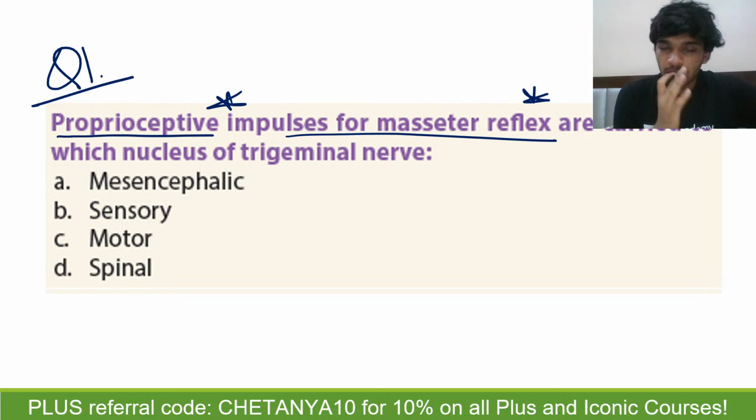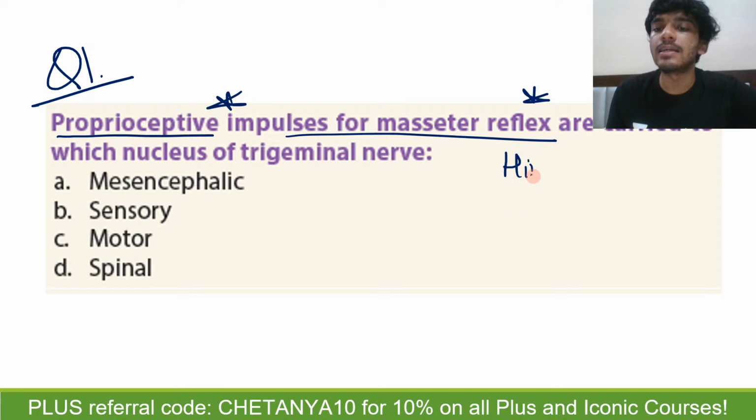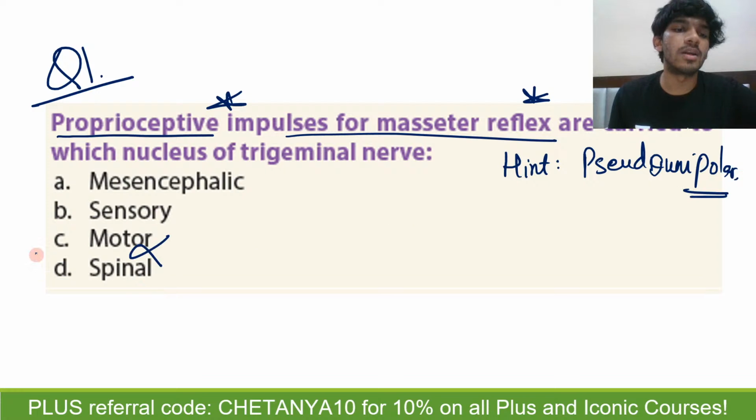Question number one, proprioceptive impulses for the masseter reflex. What is the masseter reflex? The jaw-jerk reflex. They are carried to which nucleus of the trigeminal? The hint here is that it is a pseudo-unipolar neuron. No, the motor nucleus will be the efferent. It does not go to the motor nucleus per se. So this is not the correct answer. C is not the correct answer.